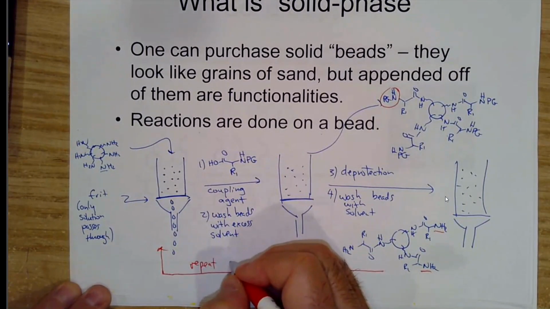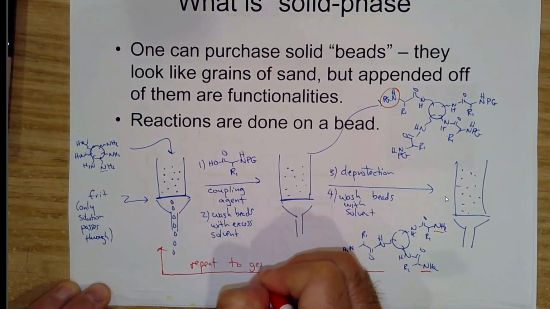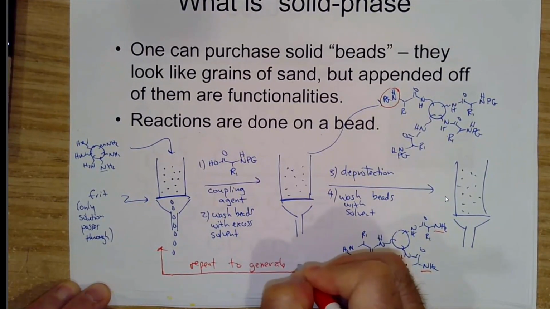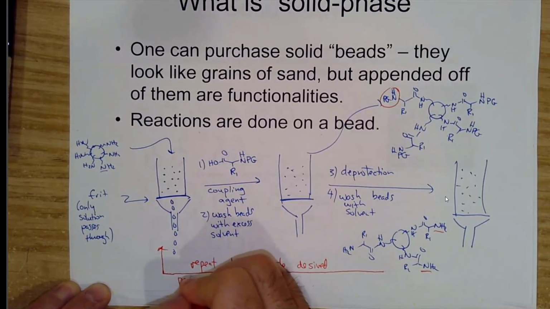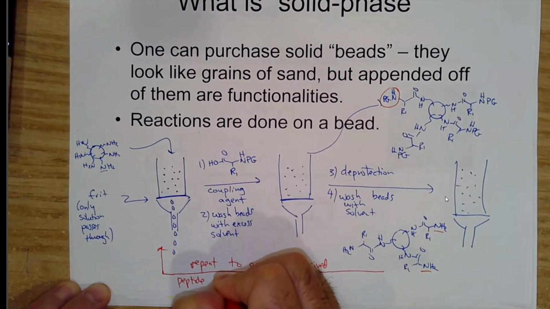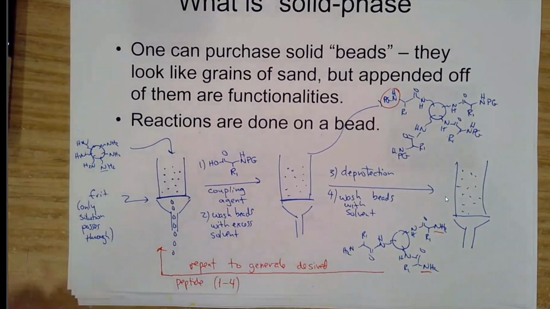The advantage of doing this is, as I mentioned, you don't have to do cumbersome purifications after the deprotection and the coupling step. The other thing too is you can use a lot of excess reagent and coupling agent to push the reaction, because all of that eventually gets washed away. So typically the yields are much higher for these types of reactions compared to solution phase synthesis.